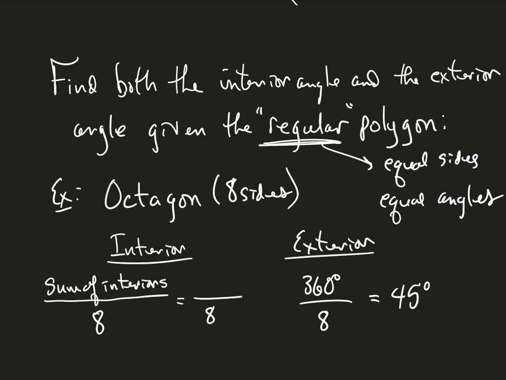Now I have to have you think back to when we started chapter 8, before the long weekend, before President's Weekend. I showed you that you could find the sum of the interior angles by taking 180 degrees times the number of sides minus 2. So since we're talking about an octagon, the number of sides is going to be 8.